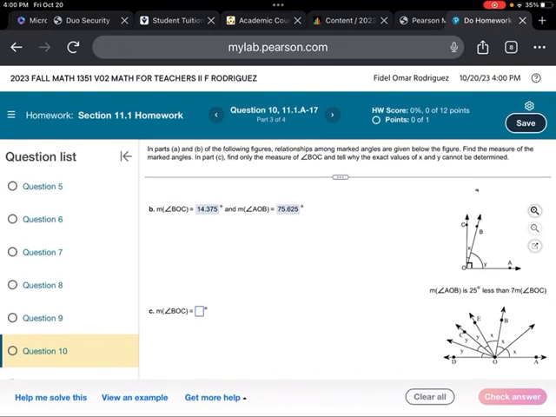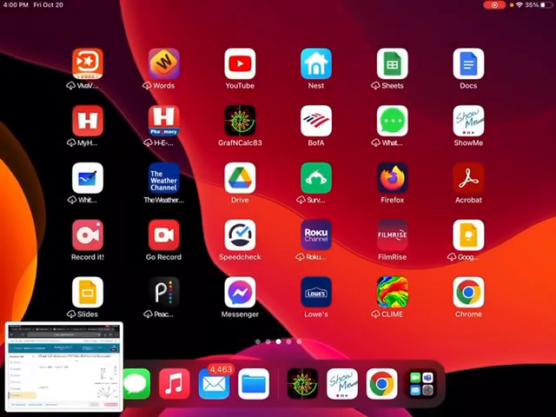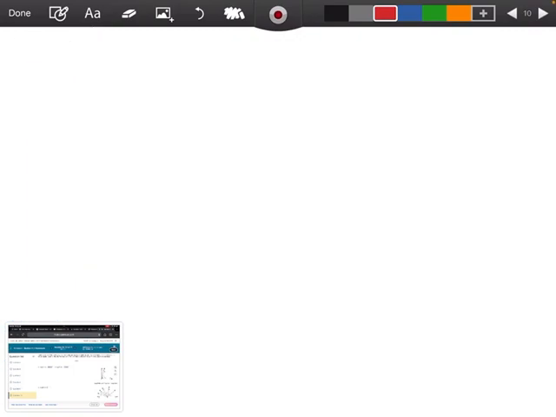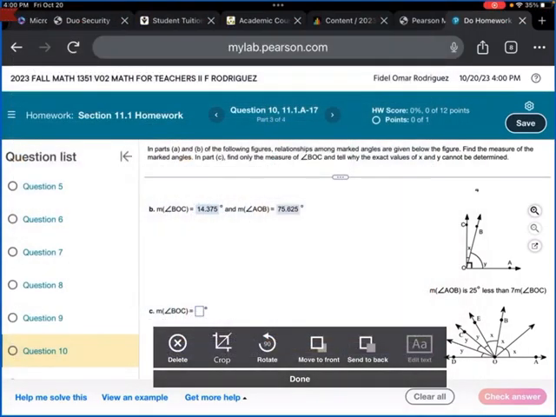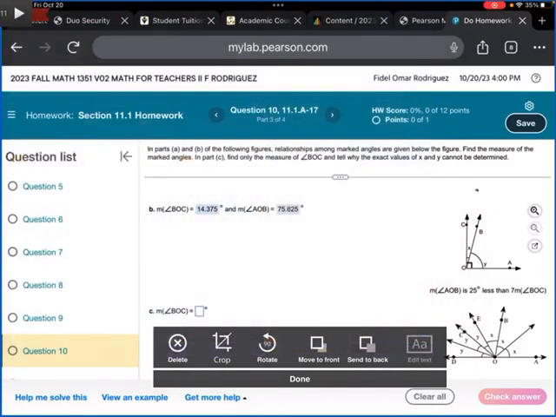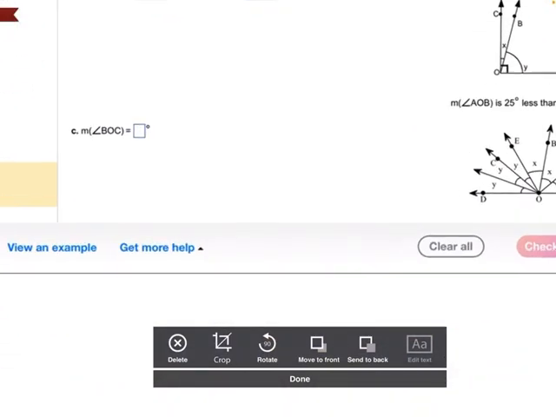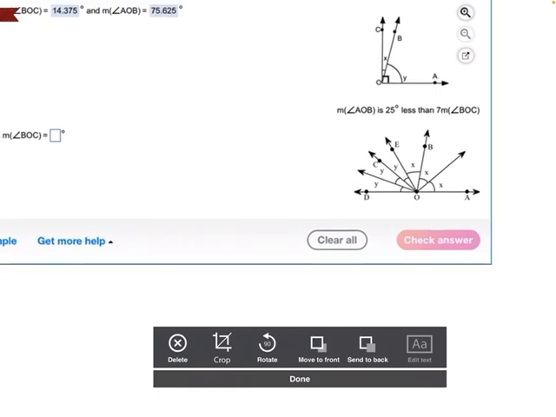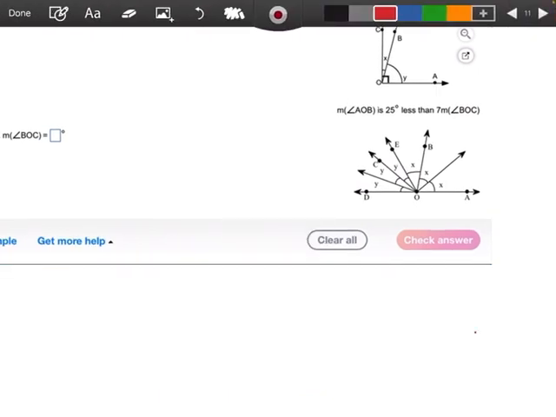In part C it says find only the measure of angle BOC and state why the exact values x and y cannot be determined. So let's do this one here, y'all. What I'm going to try to do also is upload the same picture over here, but I'm just going to zoom in a little bit. They're telling me we should be able to find the measure of angle BOC. So BOC is right here, and they want us to find the measure of that angle.